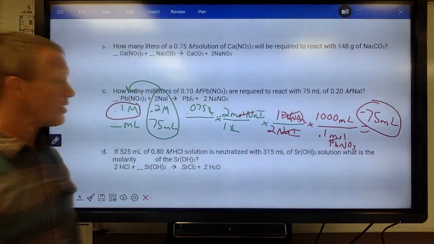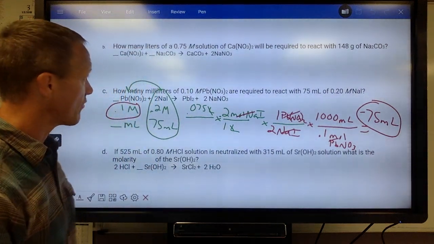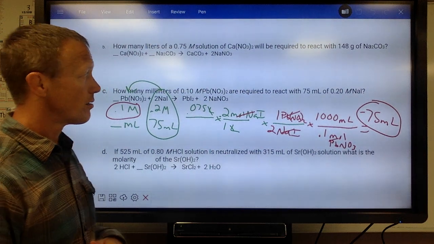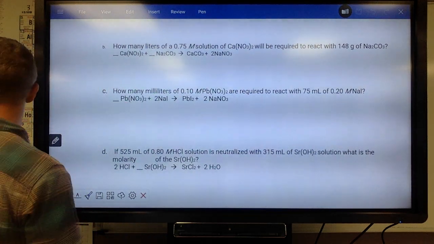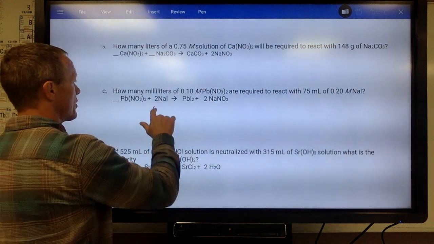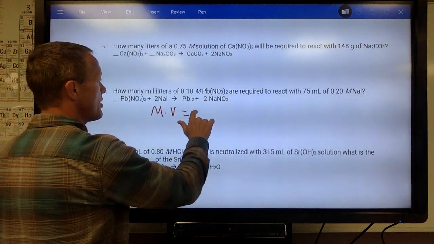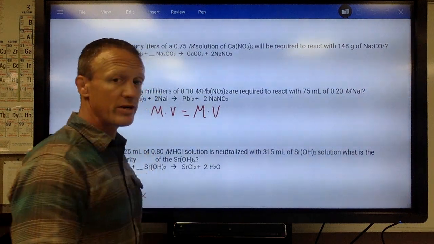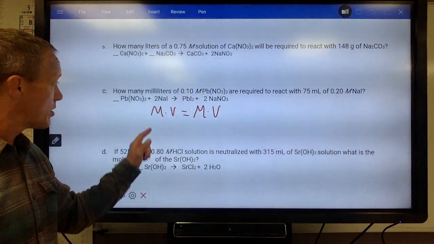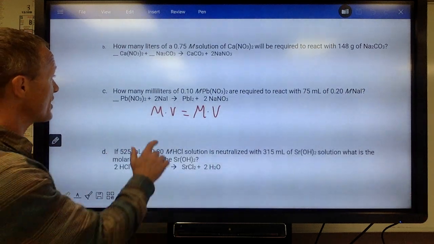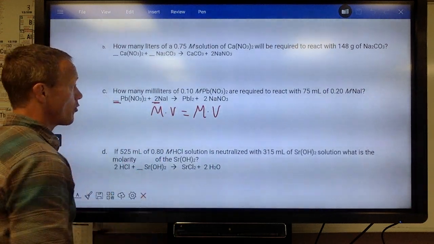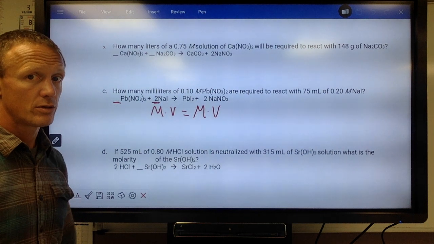Okay. Now there is another way to do that problem. Whenever we're going molarity and volume to molarity and volume, we can do this. Okay, we can do a little MV equals MV, just like we did for dilution problem. Because remember, molarity times volume is moles. Molarity times volume is moles. But we have to take into account the mole ratio, the 2-to-1 mole ratio.